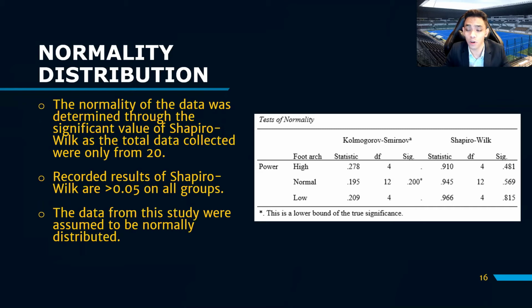The Shapiro-Wilk test is a more appropriate method for small sample sizes of 50 and less. So the data can be considered as normally distributed if the significance value of Shapiro-Wilk is more than 0.05. As you can see in the table, the results represent the normal distribution for all variables. Recorded results of Shapiro-Wilk are more than 0.05 on all groups. Therefore, the data from this study were assumed to be normally distributed. As the Shapiro-Wilk showed the data distribution was normal, there is no need for kurtosis to be referred.